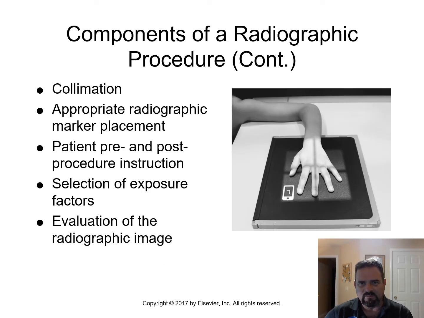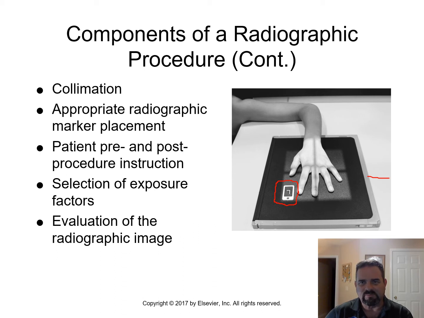All right, so here we go. We got collimation. We can see here this person is doing a hand. This is a left hand. Notice that this is the marker that's placed on the IR. This is your IR here, your image receiver. Right, so the hand is directly on the IR there, up on top of the table.